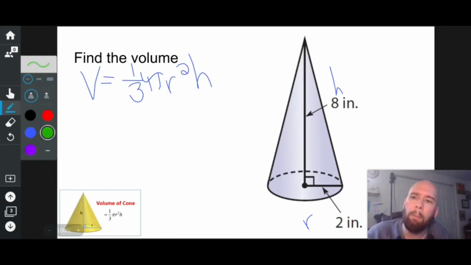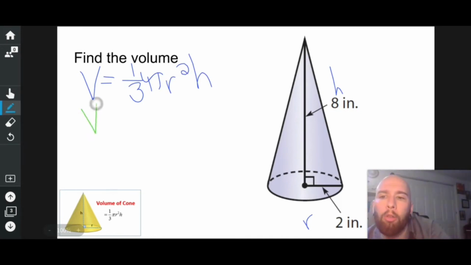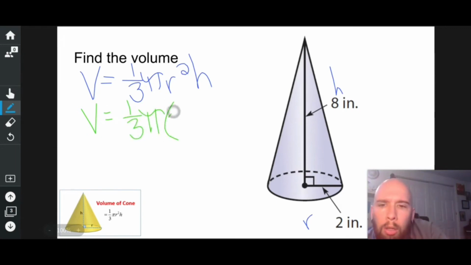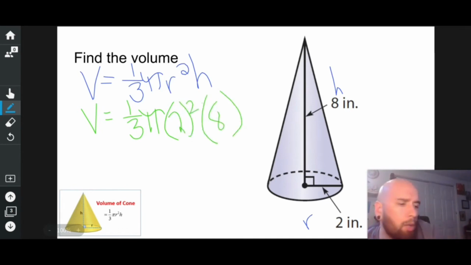Knowing what I know and plugging in what I labeled, volume is going to equal 1/3 pi. R squared is 2 squared. H is 8. Okay, that's very hard to do in your head, so I'm going to ask a friend. What is 1/3 times pi times 2 squared times 8? The answer is approximately 33.5103. So 33.51, we'll leave it at 33.5.